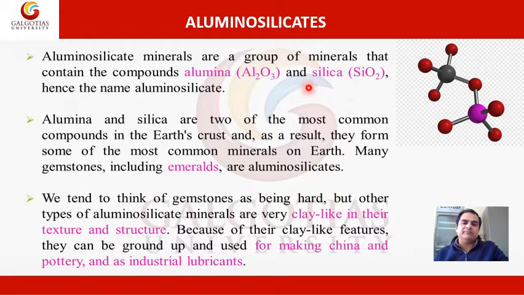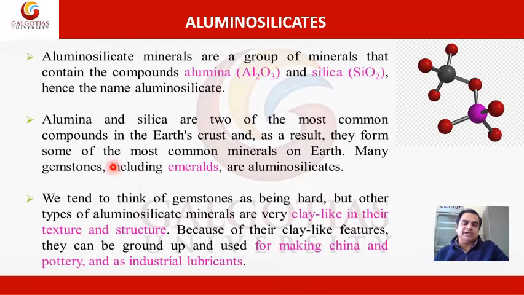Then we get the aluminosilicate, and this is the ball and stick model of the aluminosilicates, in which we can say that alumina and silica molecules are bonding with each other. That's why they form the aluminosilicate mineral. As we know, alumina and silica are two of the most common compounds in the earth's crust, found inside the earth, so as a result they form some of the most common minerals on earth.